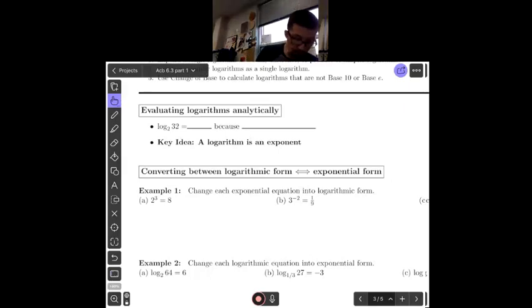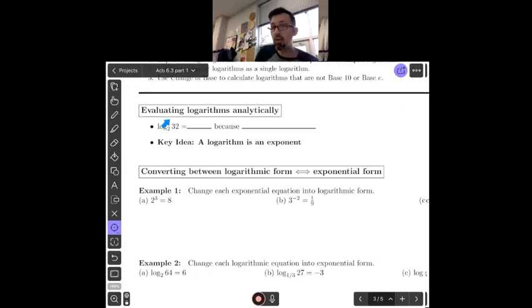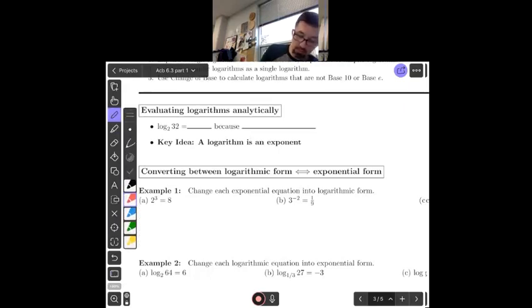Okay, so log base 2 of 32 equals what? All right, so what does log base 2 of 32 mean? Yeah, 2 to what power is 32? Great. So 2 to what power is 32?